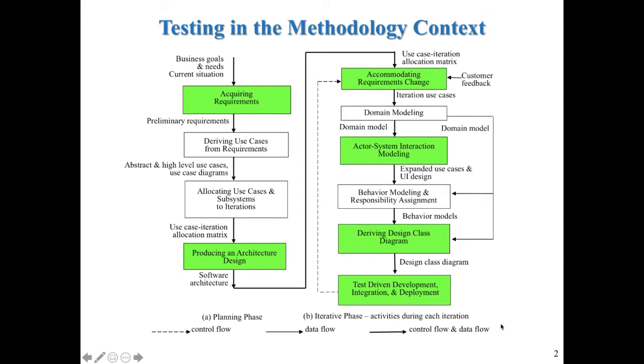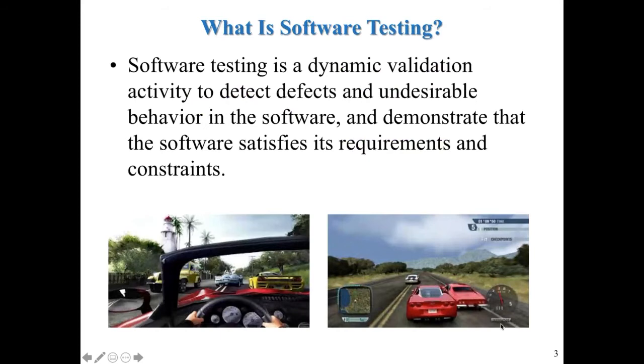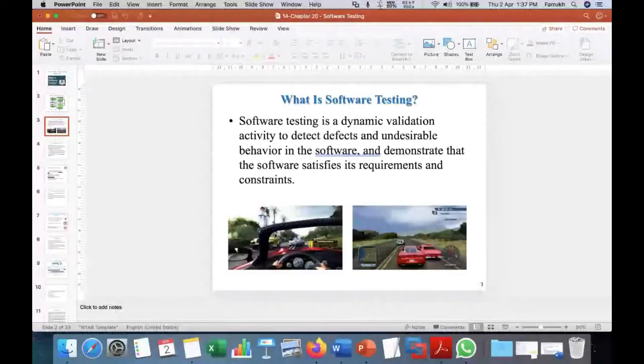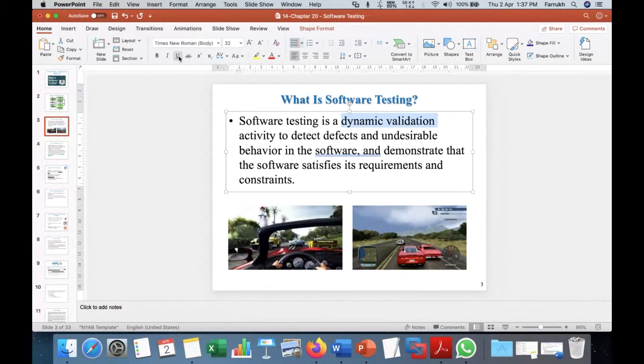At each phase, whenever you are at these green boxes, you should try to do some testing, or these green boxes will be used in testing. We are going to see details in our coming slides. What is software testing? It is basically a dynamic validation of your software, a validation activity to find the defects and undesirable behavior of the software. There are several key words here. The first keyword is dynamic testing.